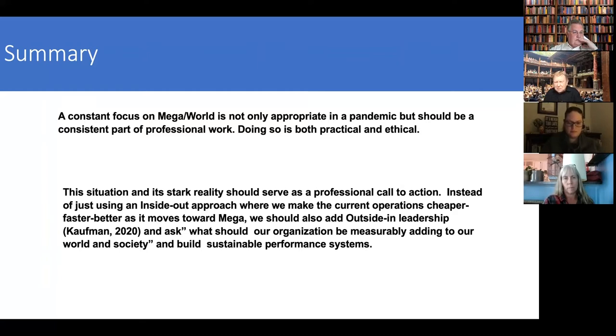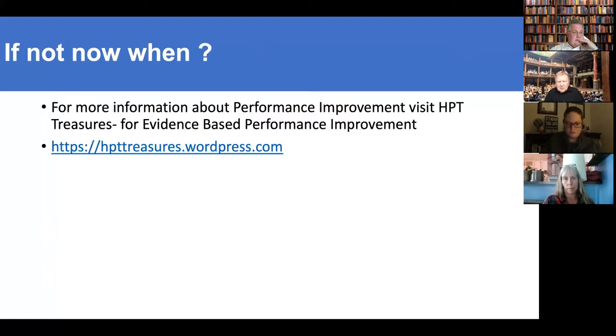It's not easy, but I suggest there are organizations that value that. Again, USAID and the State Department, that's where they work. If you want a lot more information, there's a website you can go to called HPT Treasures. It has hundreds of articles, models, papers, and videos that will tell you what performance improvement is all about. It's one of the best resources out there on performance improvement, so I encourage you to go to that website.